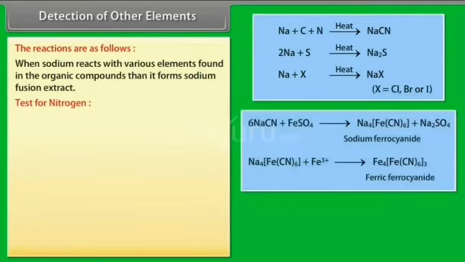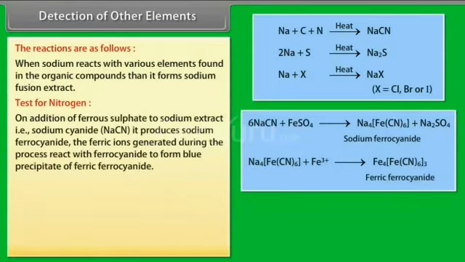Test for nitrogen. On addition of ferrous sulfate to sodium extract, that is sodium cyanide, it produces sodium ferrocyanide. The ferric ions generated during the process react with ferrocyanide to form a blue precipitate of ferric ferrocyanide.